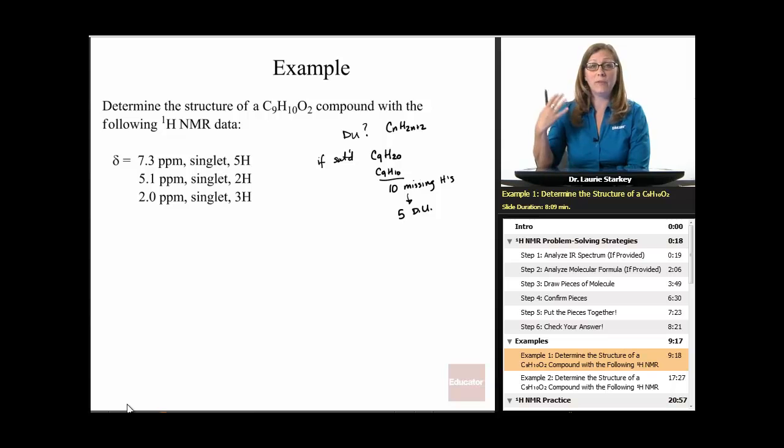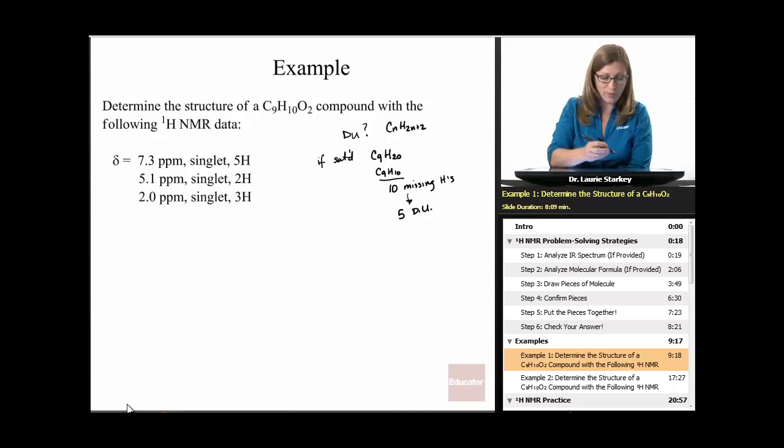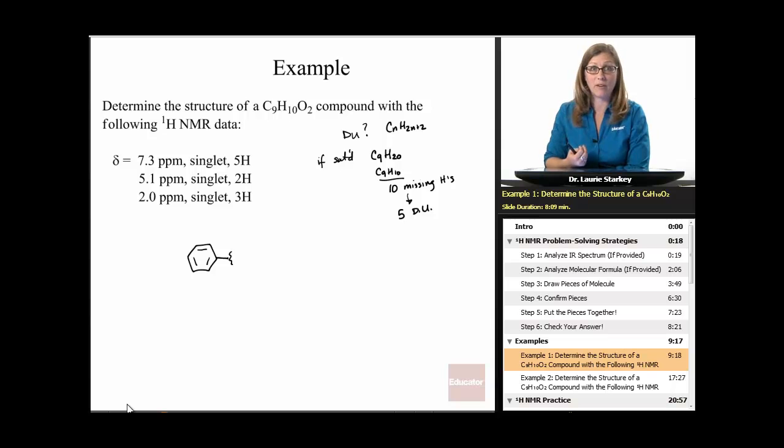Okay, now what do we do? We figure out what pieces we have to our puzzle. We use the integration for that. So we have 5 hydrogens here, somewhere around 7. What piece does that tell us? What comes around 7? That would be aromatic protons. We have 5 of them, so that tells us that we have a monosubstituted benzene ring. We have a benzene ring with 1 something hanging off of it, attached to it.